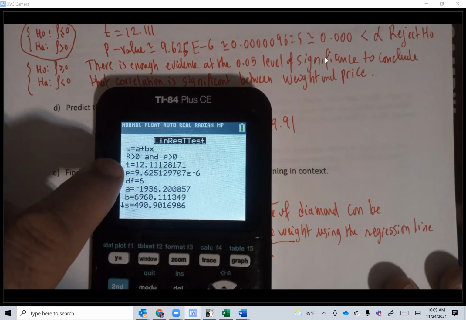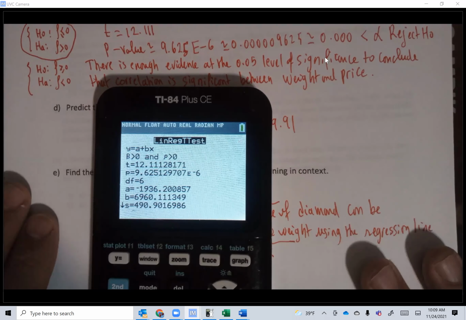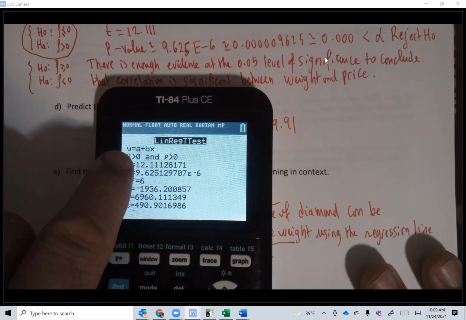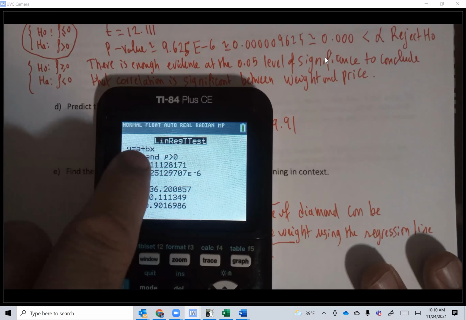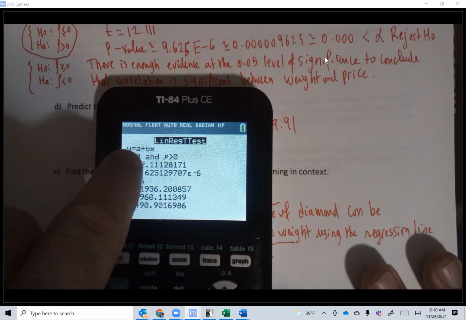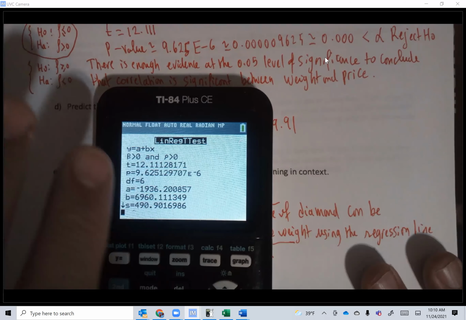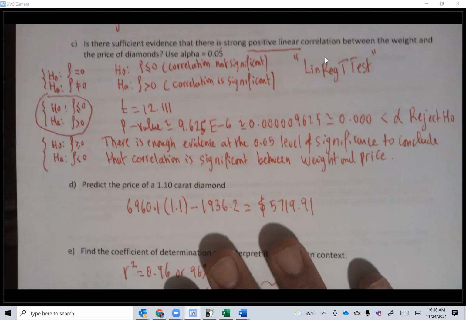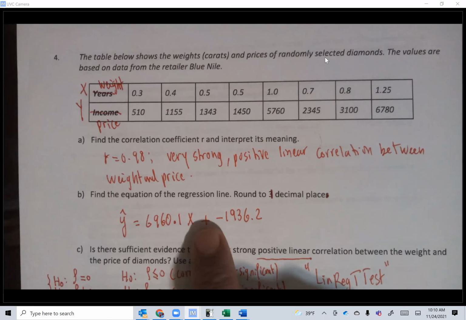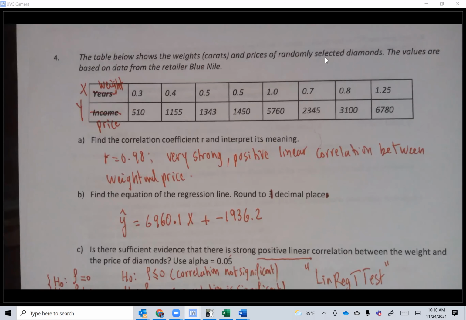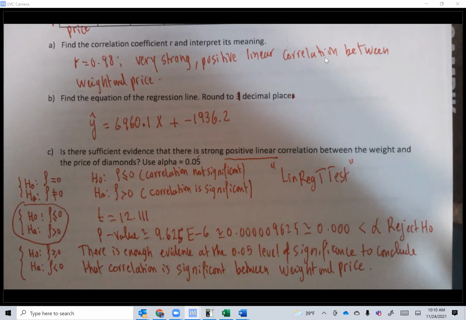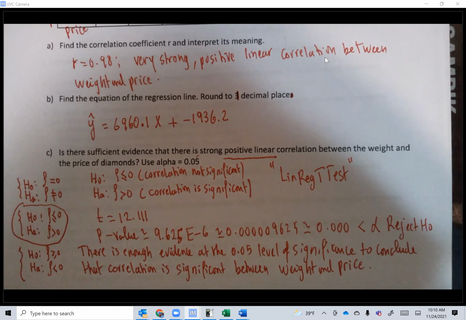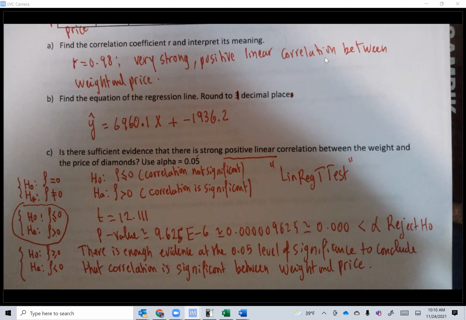This is T, this is the equation. If you are to copy the equation from here, make sure to follow what it says, A plus BX. You attach B to X and then you leave A alone, and it will be exactly the same as this equation, guys, that we got right here. So that concludes the review of chapter 9. I'm going to go ahead now and do a review for chapter 7.